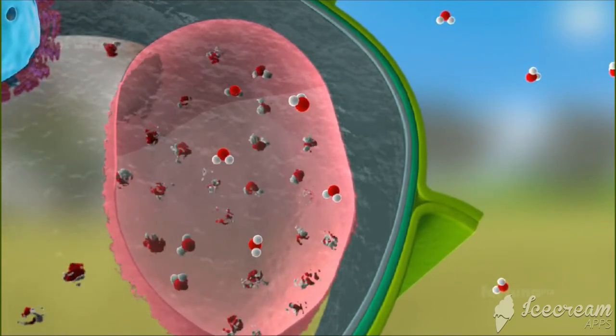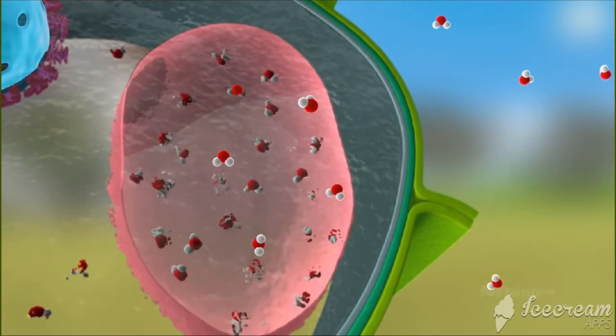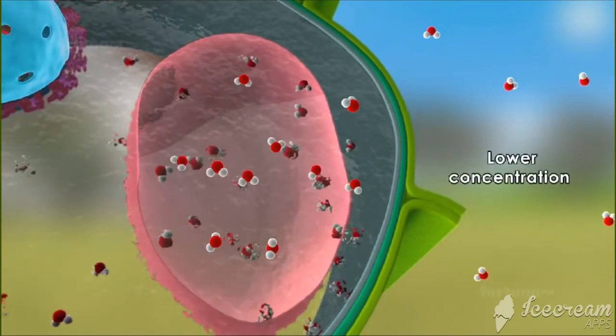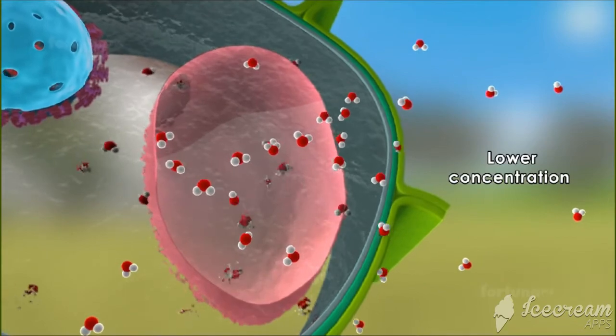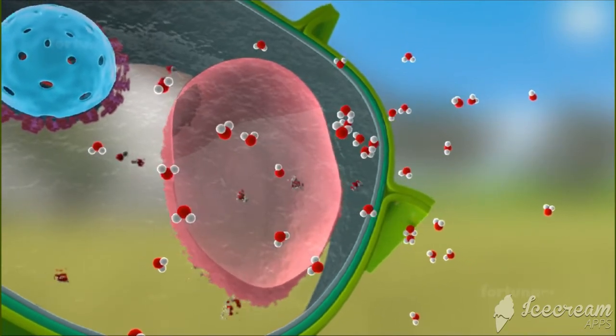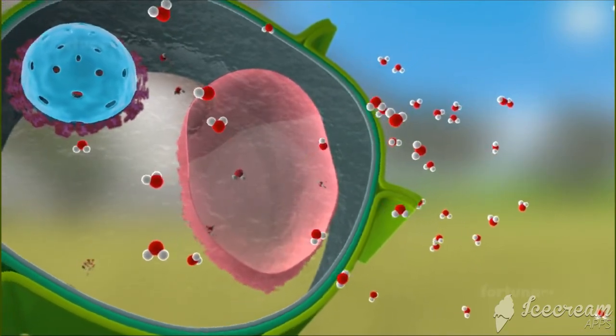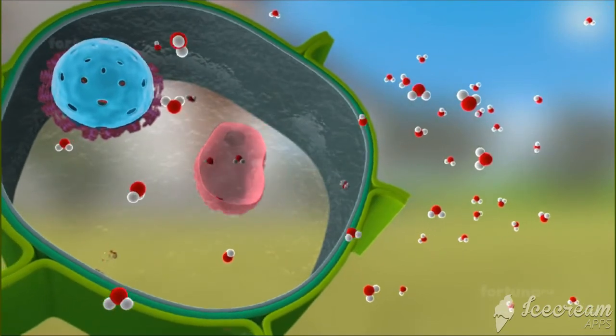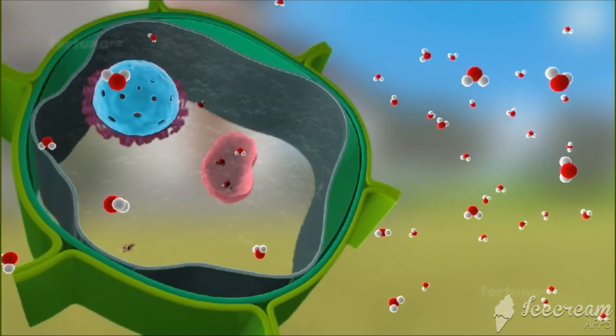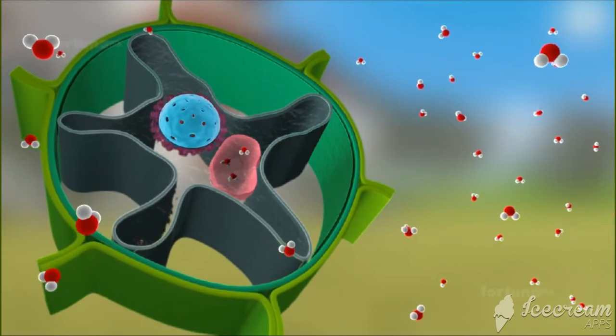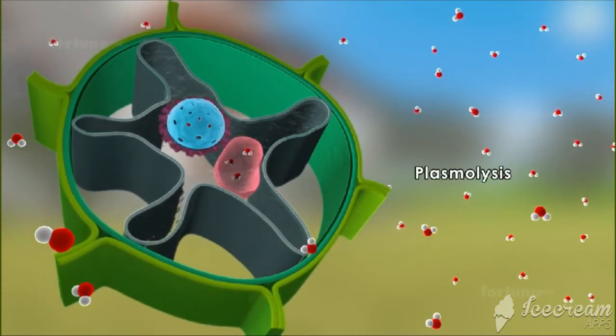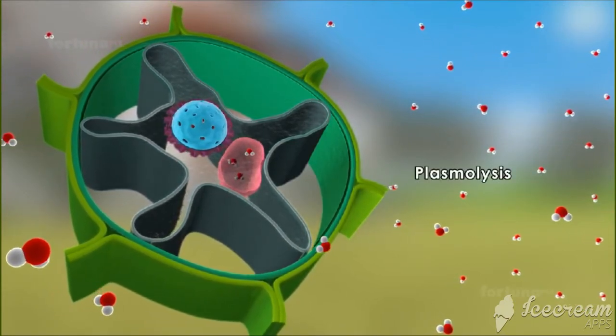If a plant cell is placed in a hypertonic environment, a solution with a lower concentration of water than the cytoplasm, then water will move from inside the cell to the outside through osmosis. The cell will shrink away from the cell wall. This phenomenon is known as plasmolysis.